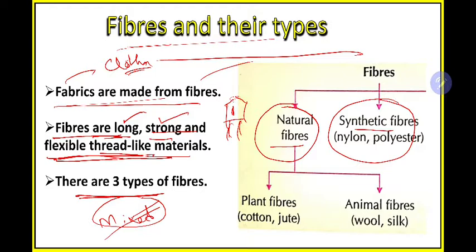So what are natural fibers? I already explained, the fibers which we directly obtain from plants or animals, that is, natural sources. Plants are not created by you and animals are also not created by you, these we get directly from nature, these are created by God. So these are natural sources, so we call them natural fibers.